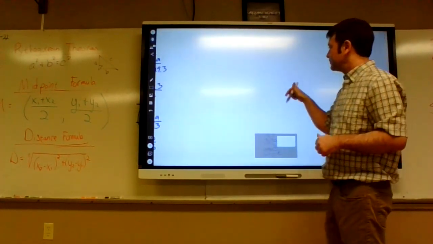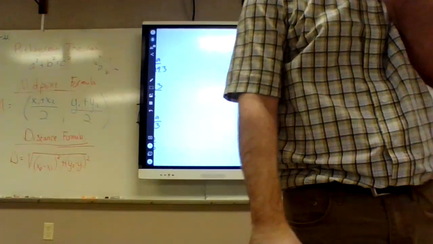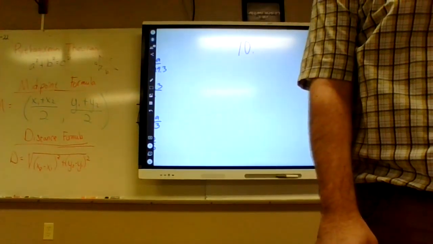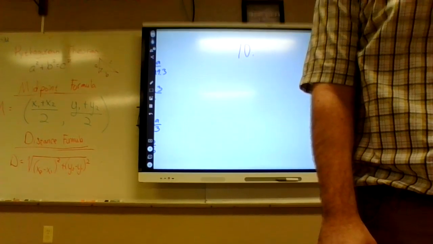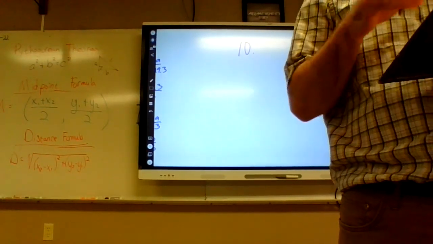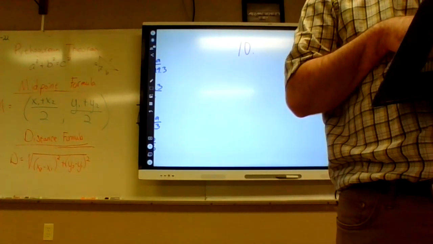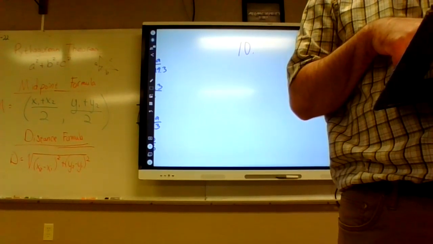Okay, that was 9. Last one, 10. Find an equation of the plane that is tangent to the sphere with equation blah blah blah at the point 2, 3, 2.